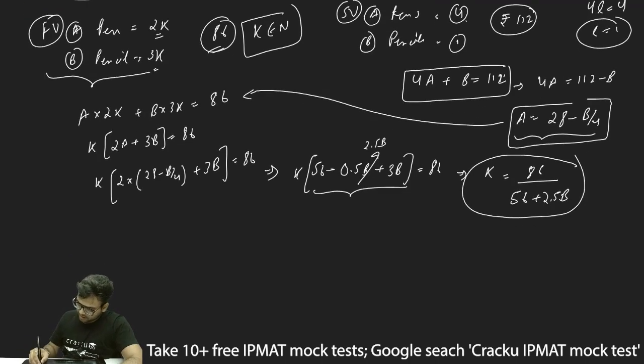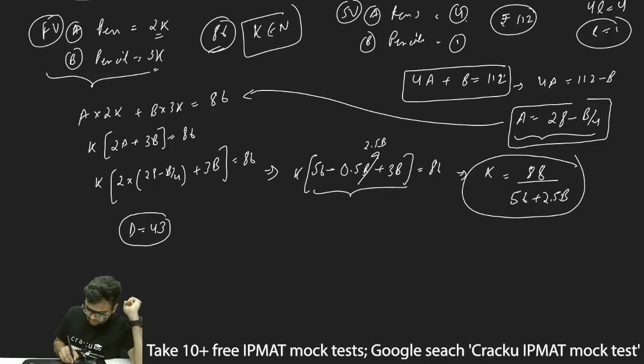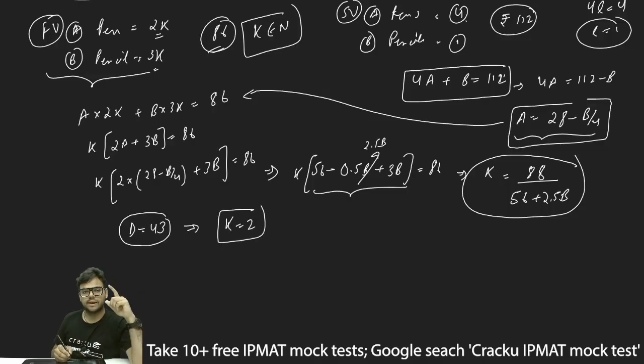So for this, my numerator is 86. Now what all values can I have? If my denominator becomes 43, then my value of k will be 2. Why? Because numerator is 86, denominator 43, 86 divided by 43 is 2. But this is not possible, because why can the denominator not be 43?